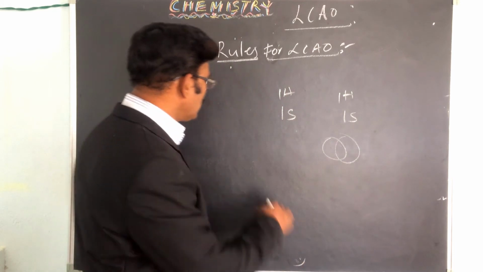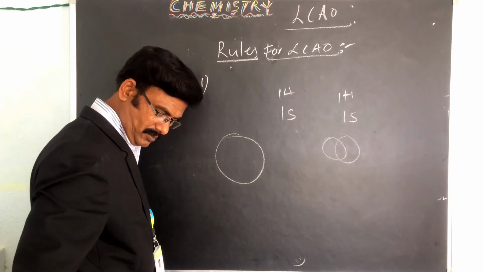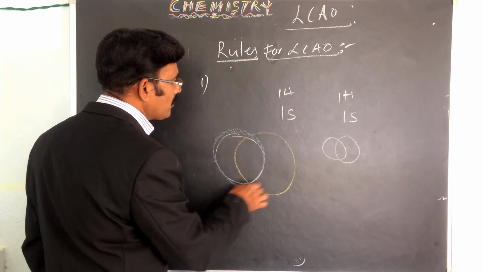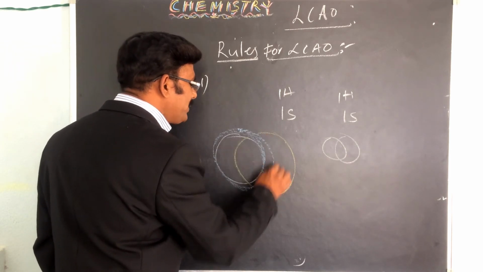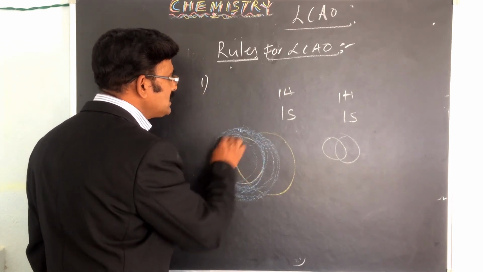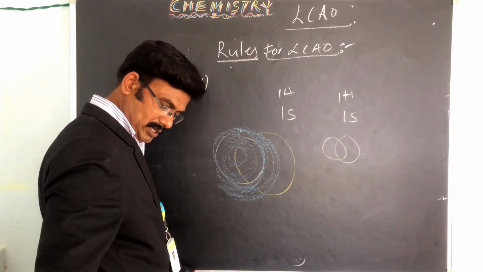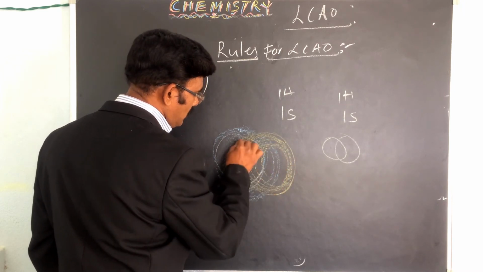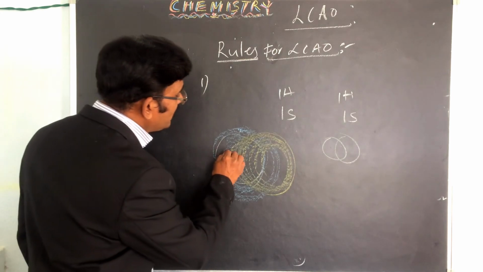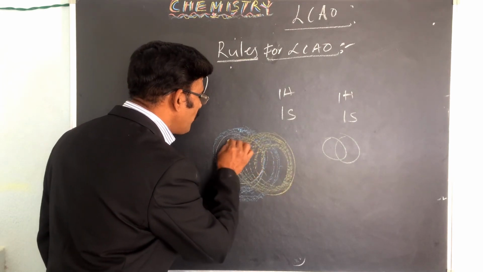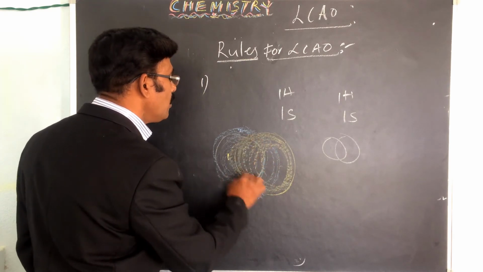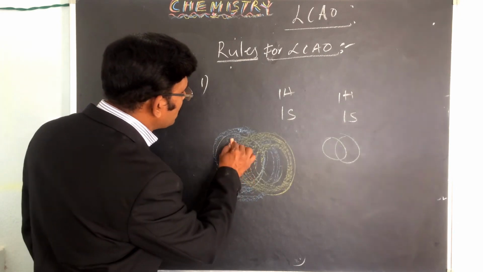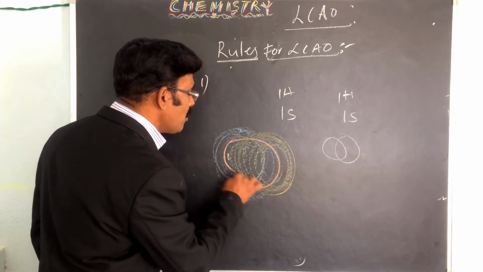For example, here the two atoms are there. So these are the two atoms, and maximum overlap takes place. This is the electron cloud, and this is the electron cloud. With a little distance, this is the maximum overlap. This area is the maximum area.